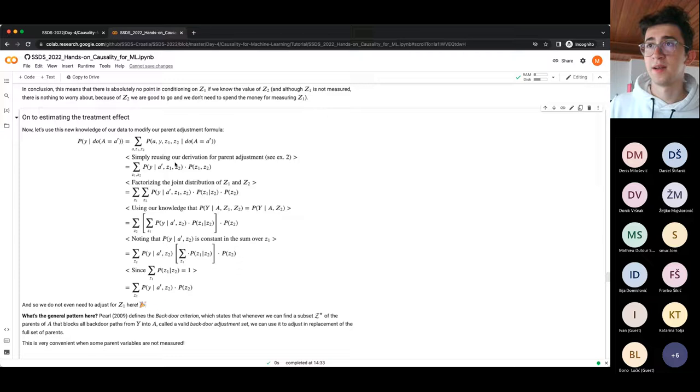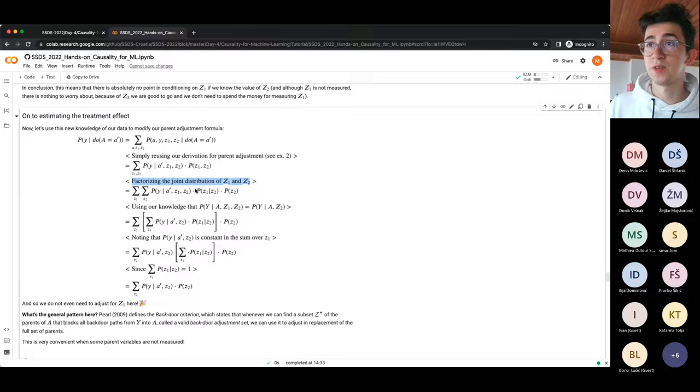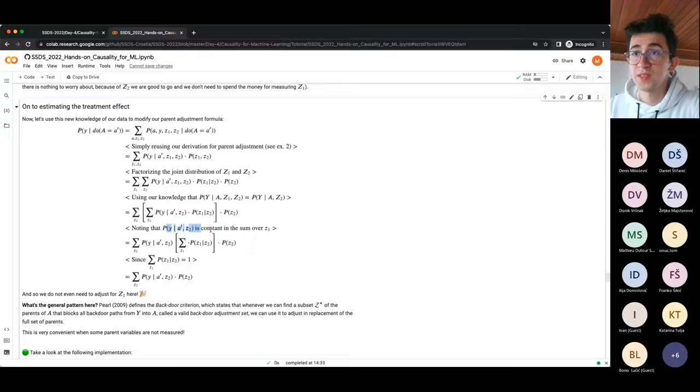So marginalization. Then we use our derivation with parent adjustment from the previous exercise. Then we can actually factorize this. You can always do that, because we know the structure, right, with a Z1 and Z2. And given that there's an independence between Z1 and Y when we condition on A and Z2, we can rewrite it like this. Finally, since it is constant when you sum over Z1, you can restructure it the following way. And obviously, since summing over what comes in front will result in 1, because that's all the events that are possible under the condition, we are simply left with this one.